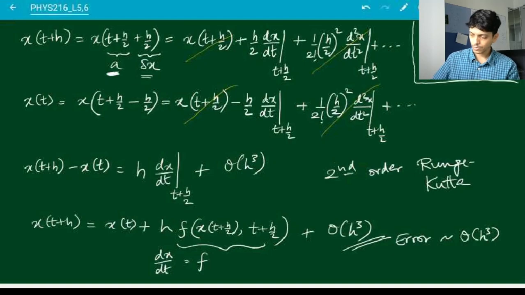and that gives us an error of order h cube. Of course, it means that we have to calculate the function at t plus h by 2, which we don't know in principle what that is, but we can estimate it. And to do that estimation, we will go back and use Euler's method. So first order Runge-Kutta. So we'll first use Euler to estimate what x will be at t plus h by 2, and then we plug it in this formula, which will give us our second order Runge-Kutta.